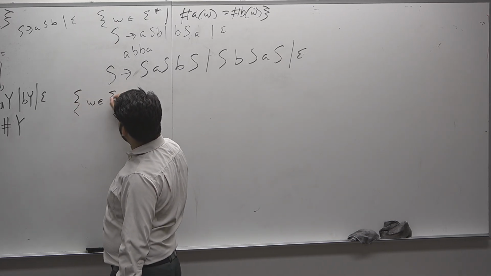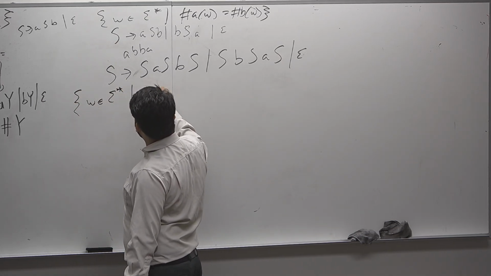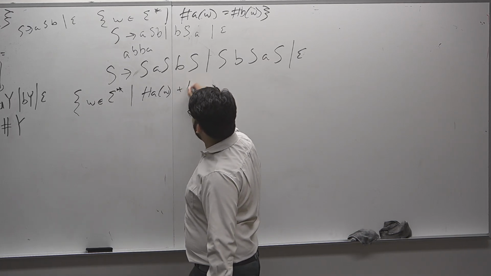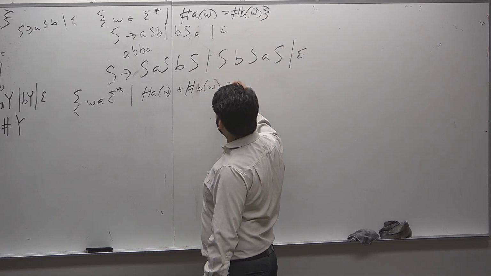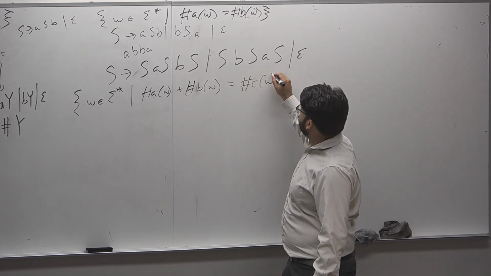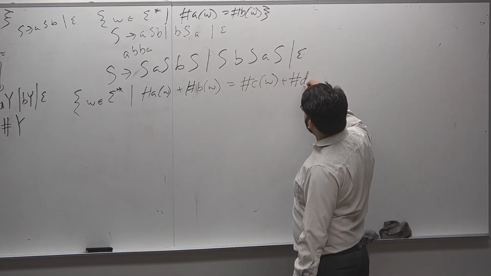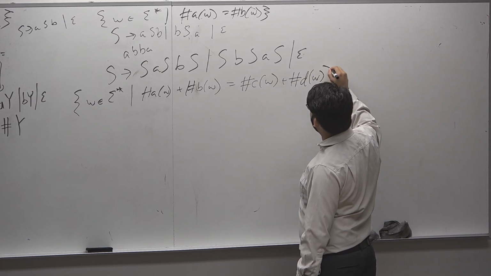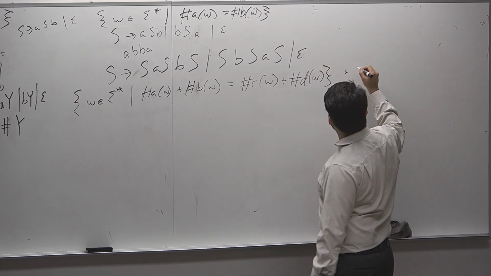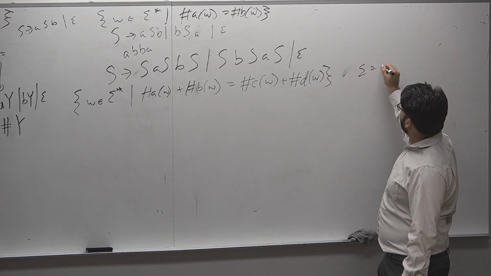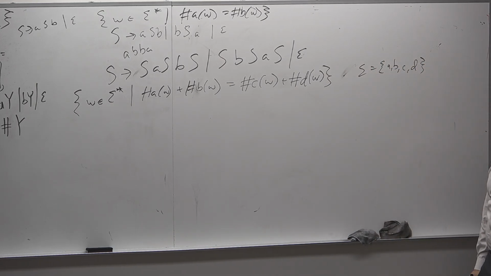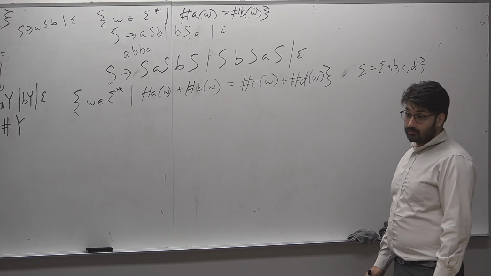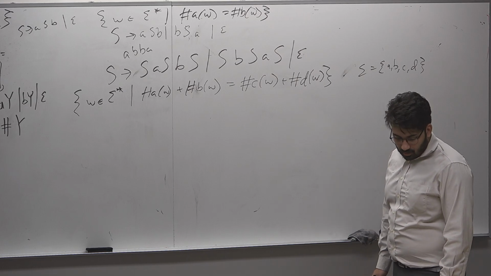Now suppose I wanted something worse. W is in sigma star, such that the number of A's of W plus the number of B's of W is equal to the number of C's of W plus the number of D's of W, where sigma is A, comma B, comma C, comma D. Okay. Give me a grammar for that one. Doesn't have to be a good grammar necessarily.